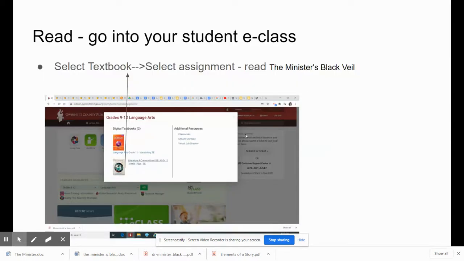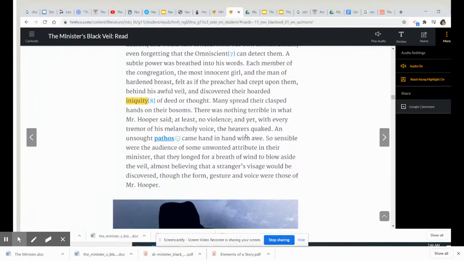Now, you're going to go into your student e-class. You're going to select this textbook. Then it's critical that when you're reading the text and you see a number next to a word, please press it because then you're able to know what the word means. For example, inequity. Please do not continue to read unless you understand the word, okay?